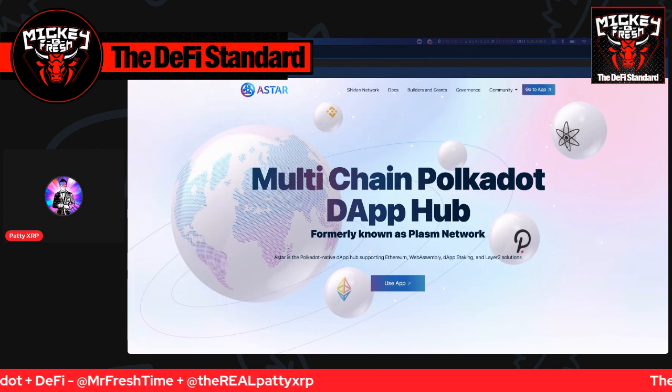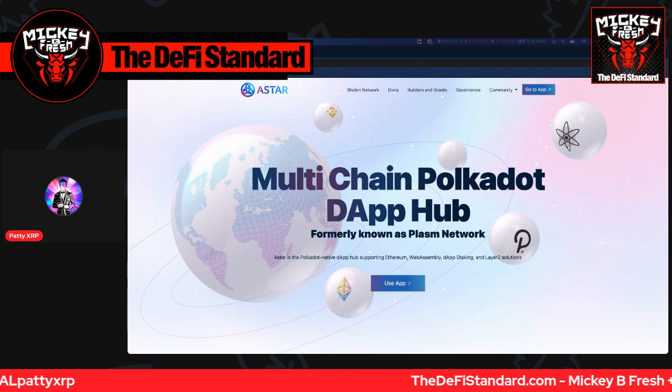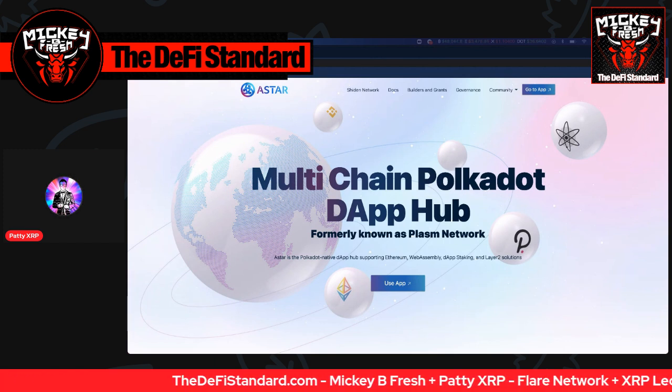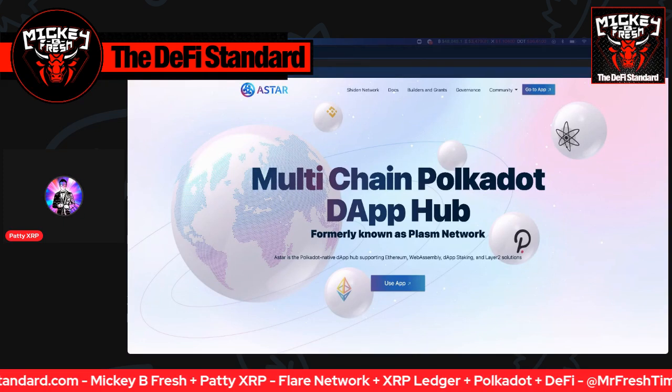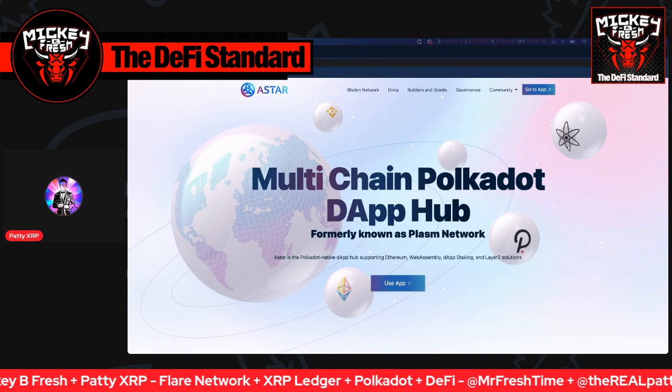And with that, we are going to get into Astar Network, which is formerly known as Plasm. And they are aiming to be the scalable solution for a multi-chain Polkadot dApp hub. And this will include many different solutions, which we'll get into with this.